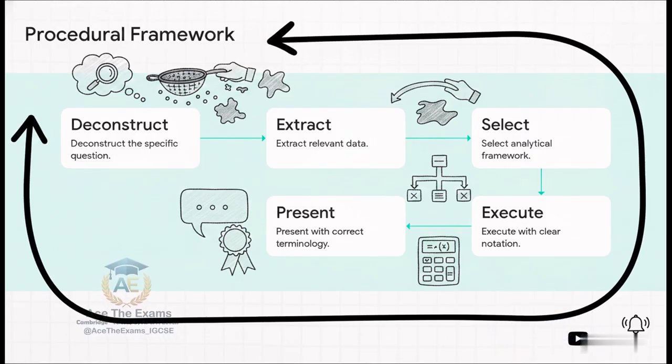Step 1. Deconstruct the command word. Is it asking you to evaluate or just state? That tells you how deep to go. Step 2. Extract only the relevant data from the messy scenario they give you. Ignore the noise. Step 3. Select your analytical framework. Ask yourself, are we using absolute, relative, or mixed referencing here? Step 4. Execute the formula with perfect, clear notation. Step 5. Present it using correct terminology and named ranges.